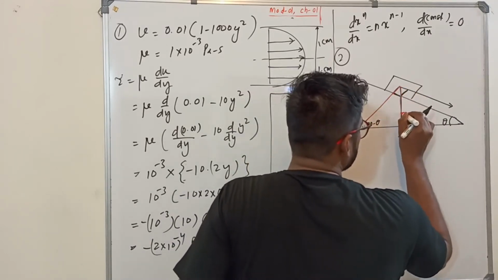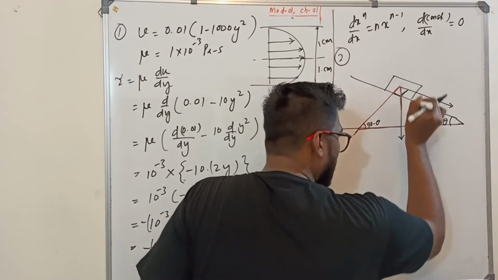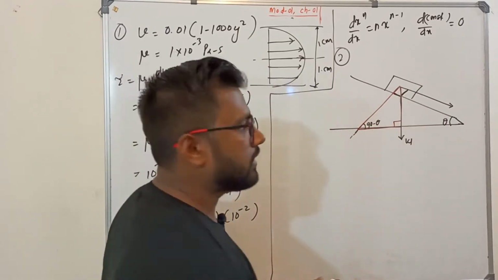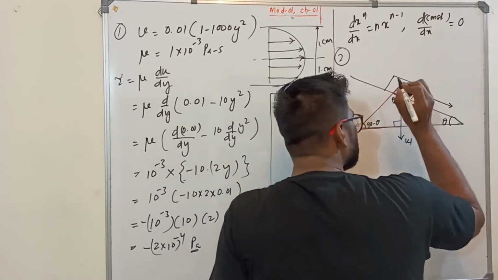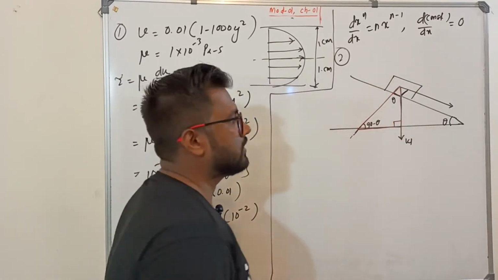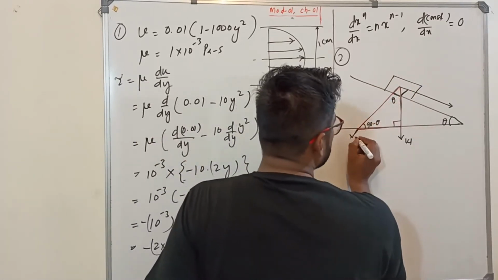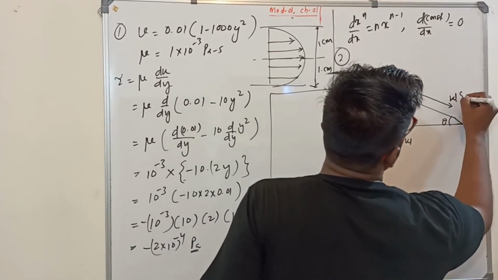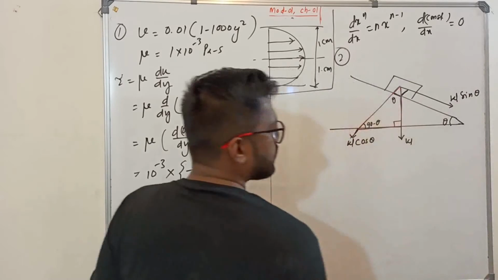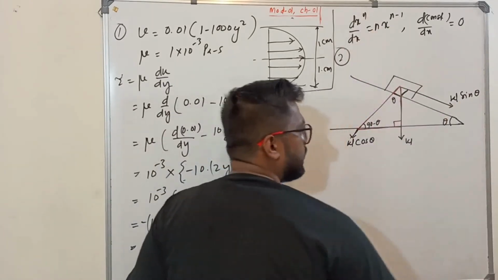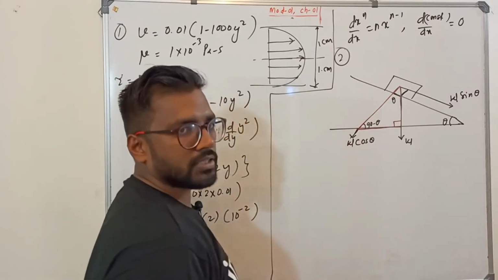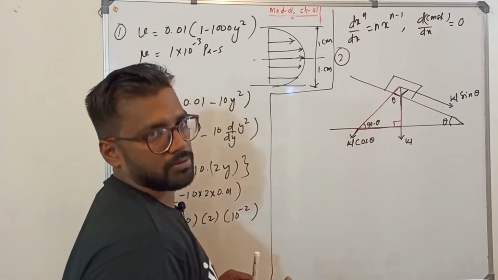Now you concentrate on this. Weight acts vertically downward. So what is this angle? 90. So what will be this angle? Theta. So this will be your W cos theta, and this is going to be your W sin theta. So the block will slide because of which force? W sin theta force. That only we needed in this problem.